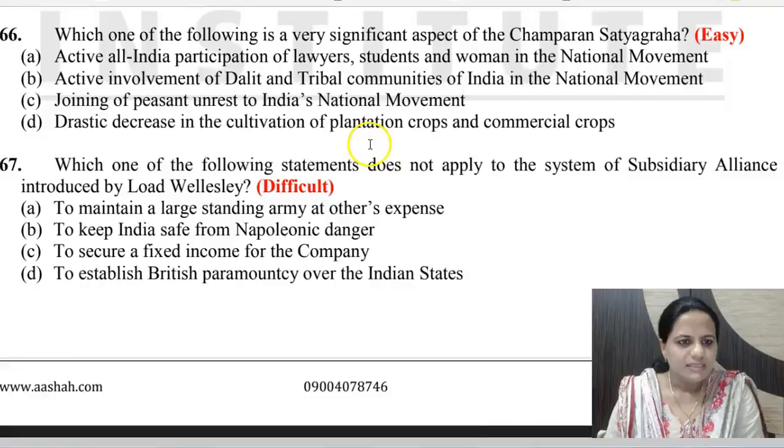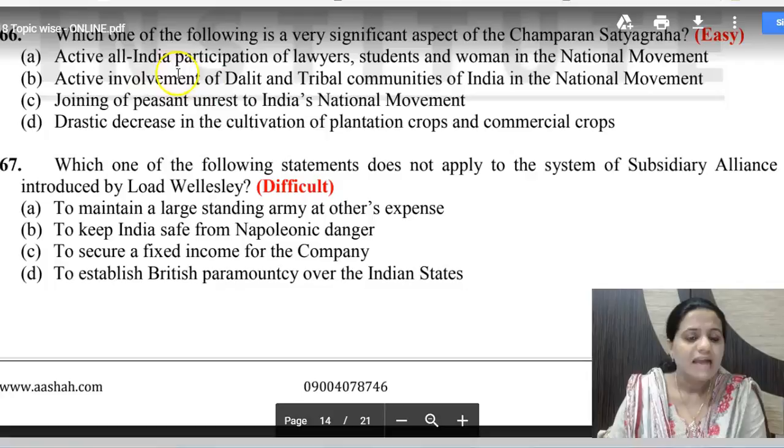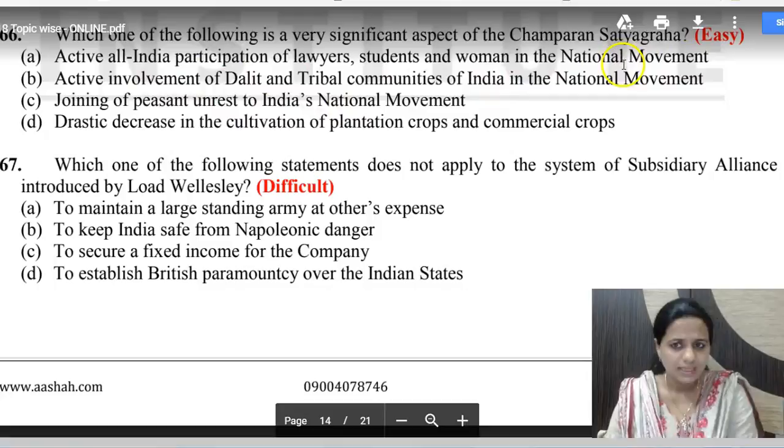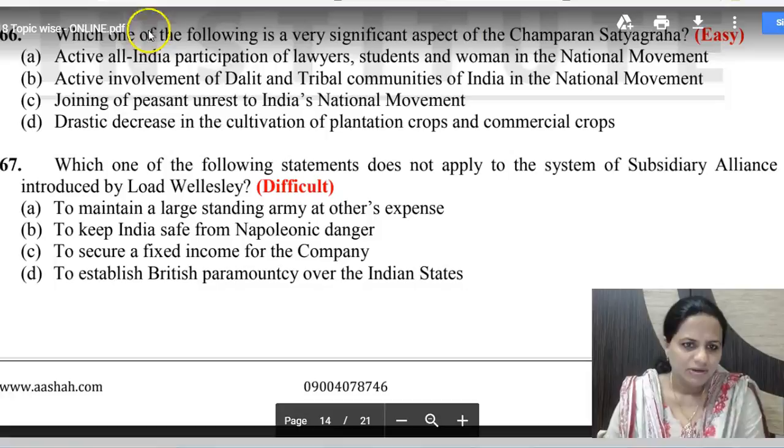Then next is, which one of the following is a very significant aspect of Champaran Satyagraha? Champaran Satyagraha is a very important part of modern Indian history. First it says active all India participation of lawyers, students and women in the national movement. You should know Champaran Satyagraha was not the national movement. The first national movement was the non-cooperation movement. Champaran Satyagraha was in Bihar, one of the initial satyagrahas which Mahatma Gandhi had in India. So it will not result in this. A is not correct.